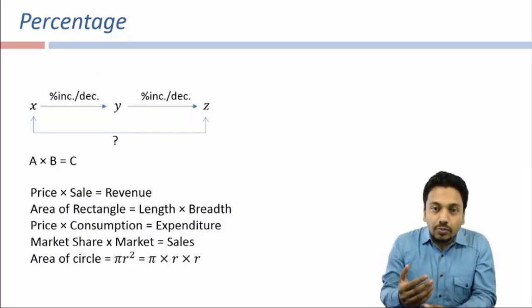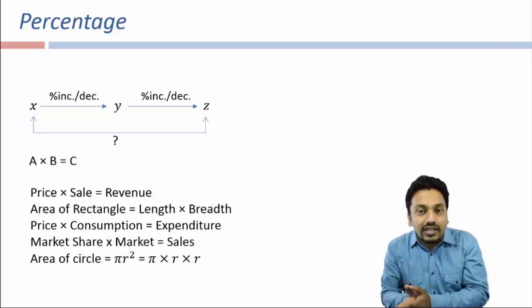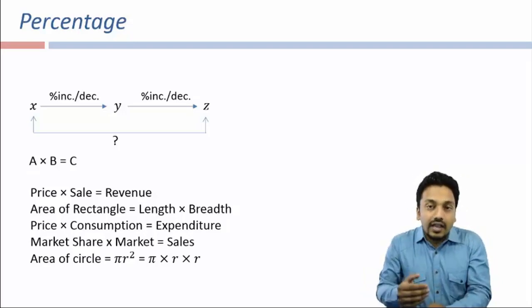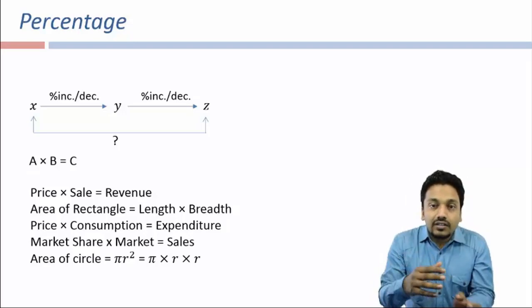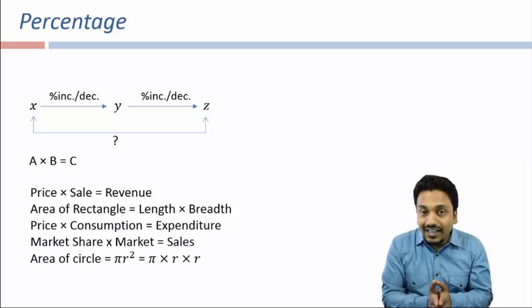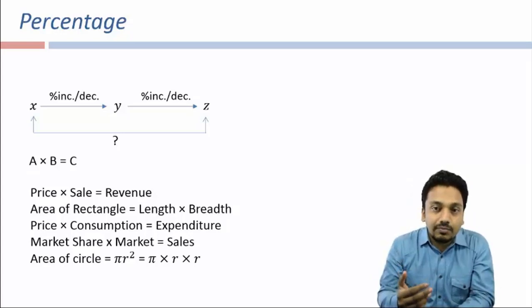So this formula could be applied in the first scenario we have already discussed, where X is increased or decreased by a certain percentage and then again increased or decreased by a certain percentage. And the next situation in which this formula could be applied is where the relationship A into B is equal to C occurs. Now, where could this relationship occur?